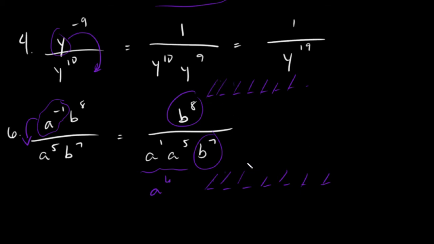One, 2, 3, 4, 5, 6, and 7. And you're left with 1 on the top. So the idea here is you'll have a b to the first power up here, or just b, and then a to the 6th power down here. And that is your answer.